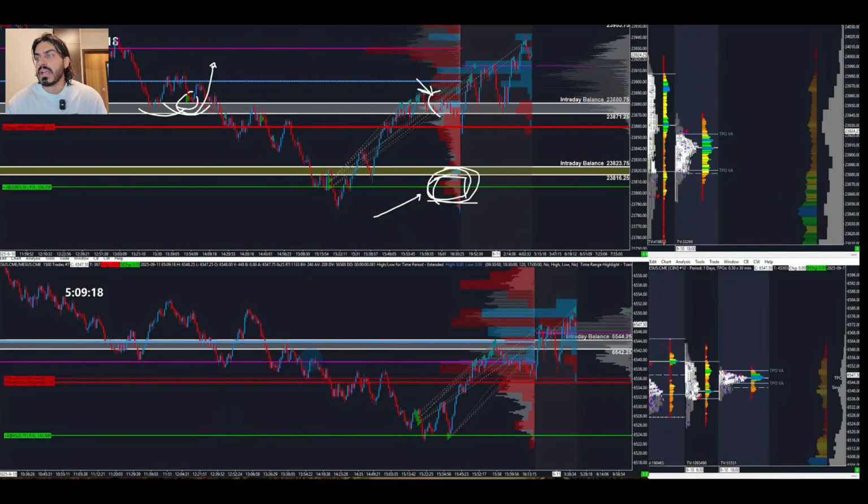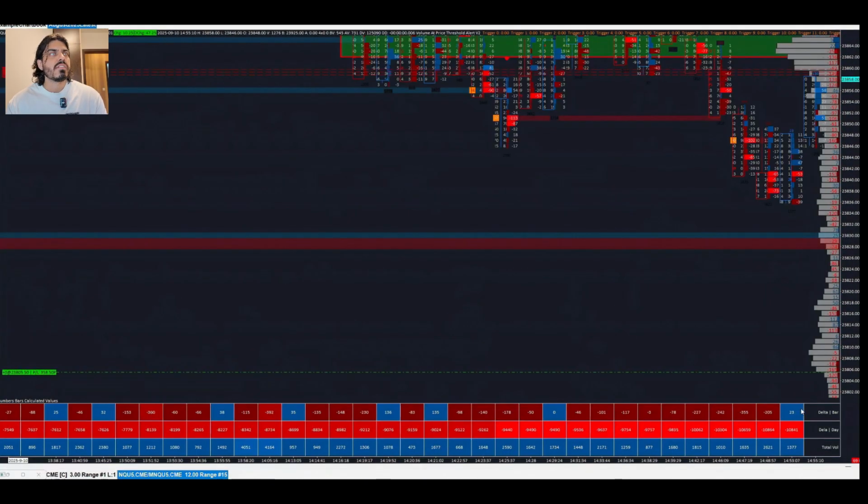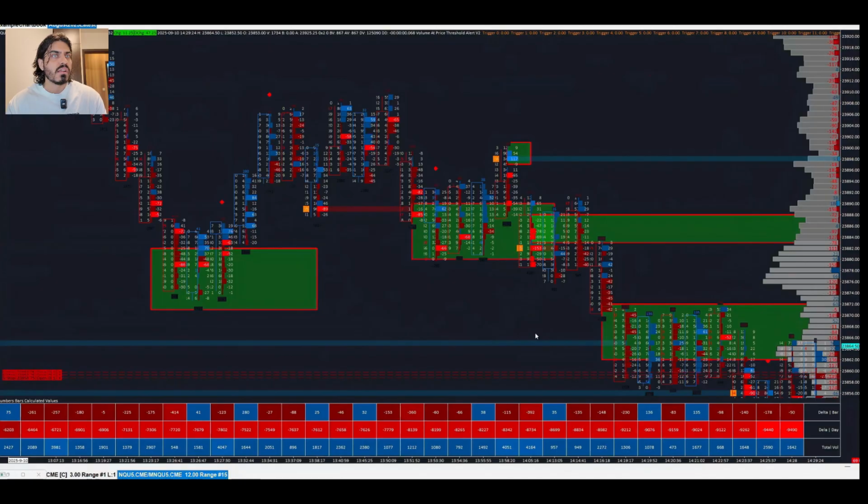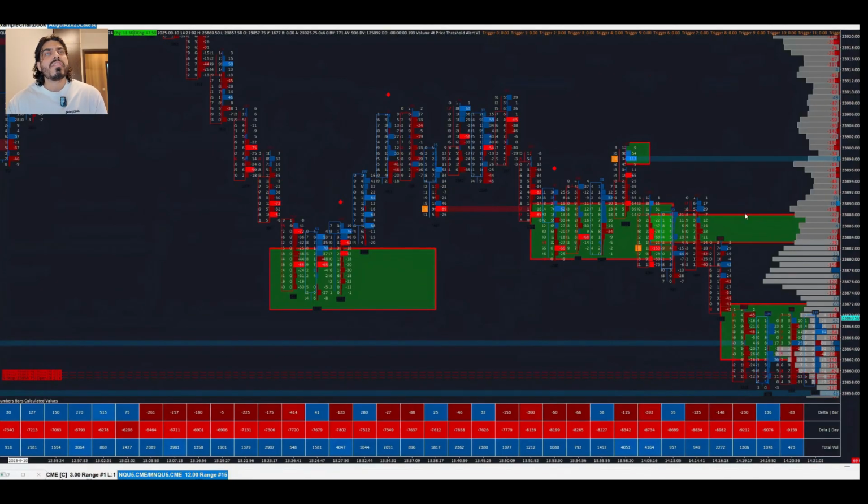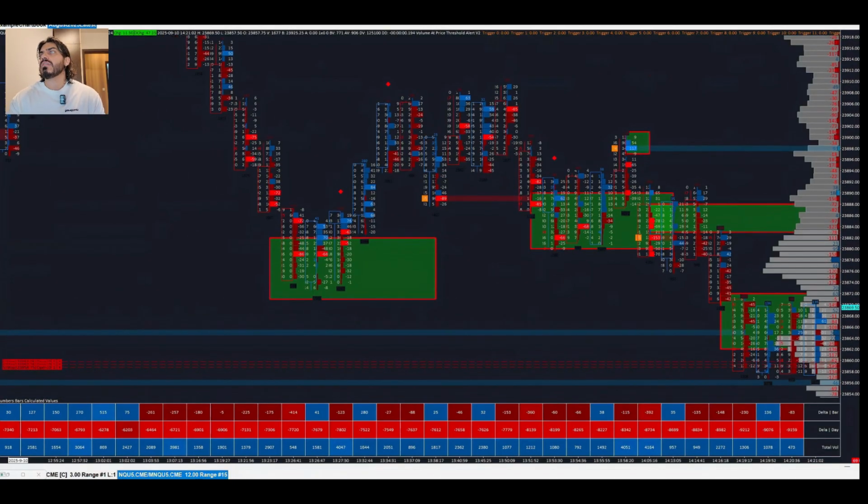So if we take a look at both of those areas, let me show you exactly what it is that I want to see and what's going on. So when we take a look at these regions, what I'm looking at in terms of this delta profile is if there is aggressive buying that comes in against aggressive selling. So if I have an area of interest, for example, this block, what I want to see is the negative delta that comes in but stalls out.